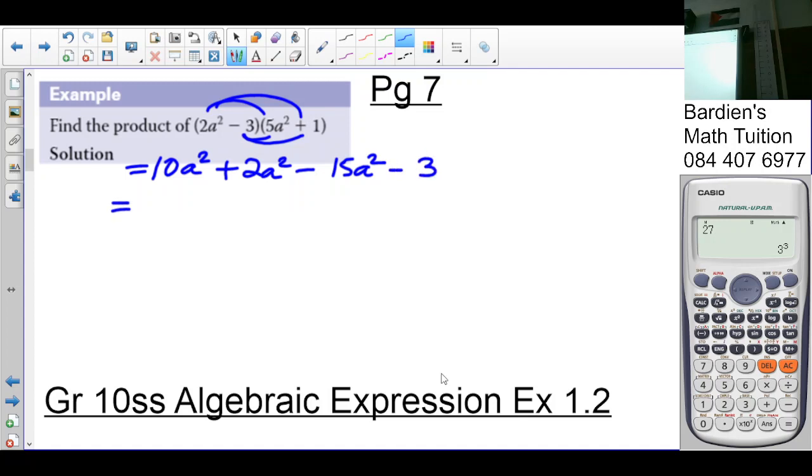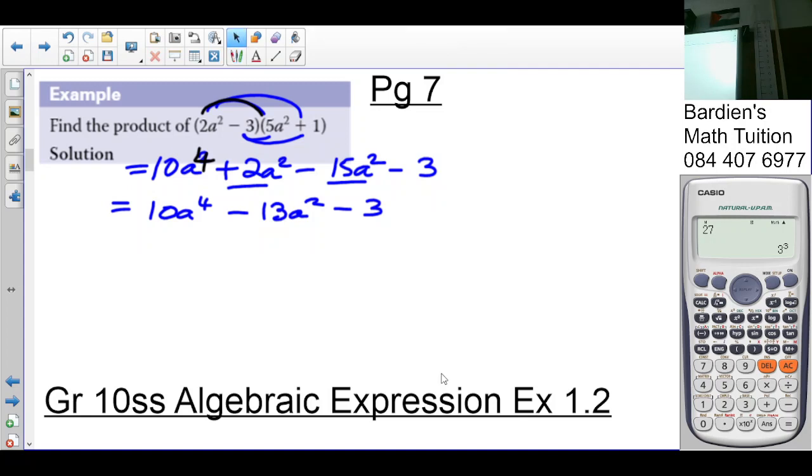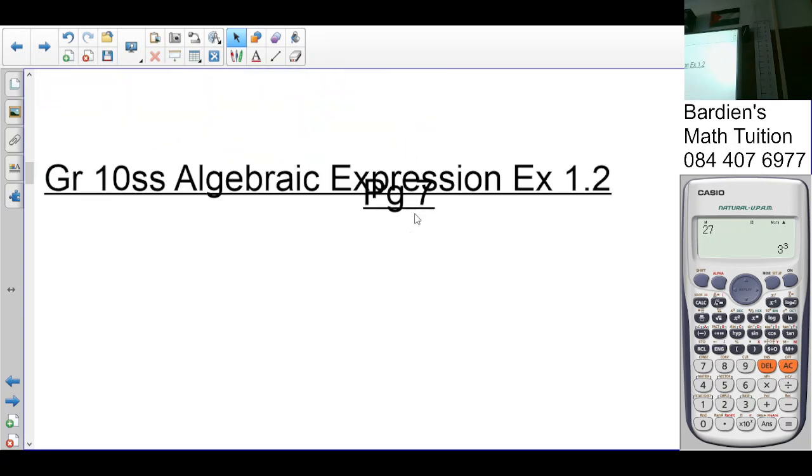So what do we do now? Add like terms. I made a mistake here. 2a squared times 5a squared is 10a to the 4. The reason for that is when you multiply and the bases are the same, you add exponents. So it's going to be 10a to the 4. 2a squared minus 15a squared is going to give you negative 13a squared, minus 3. Okay, the next example.